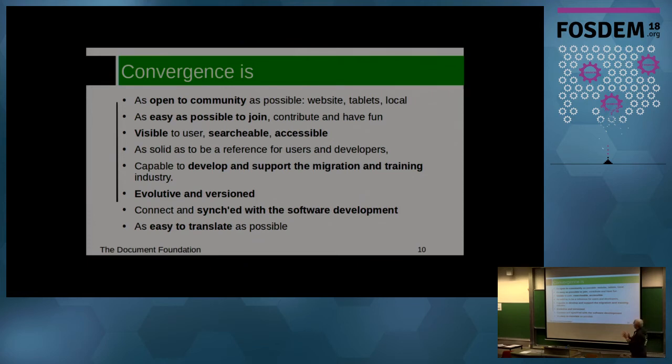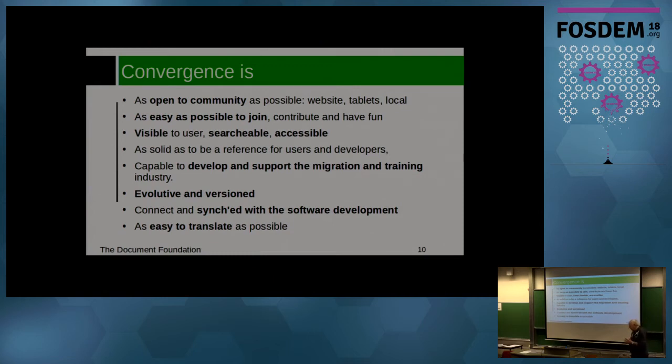Okay? So the convergence is basically an open community, as open to the community as possible. It has to be easy to join, not only to contribute, but also to access, so websites, tablets, local desktops. Easy to join in terms of contribution, so not to have a steep entry barrier for the collaboration.